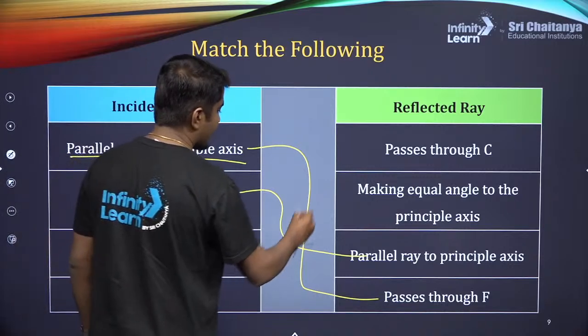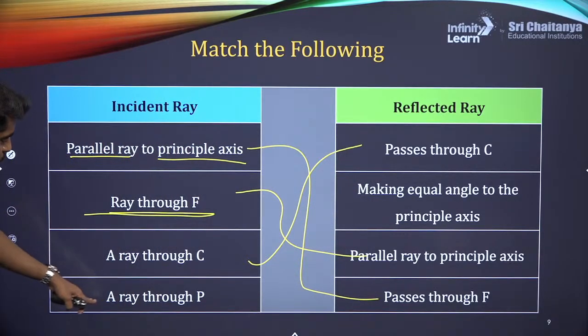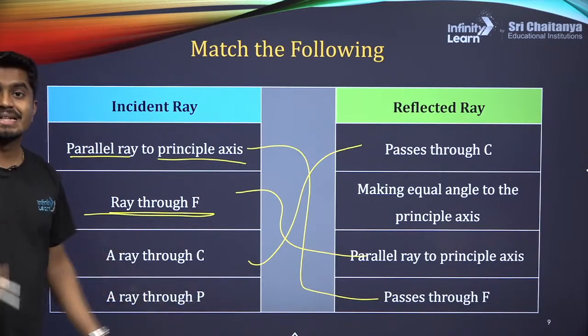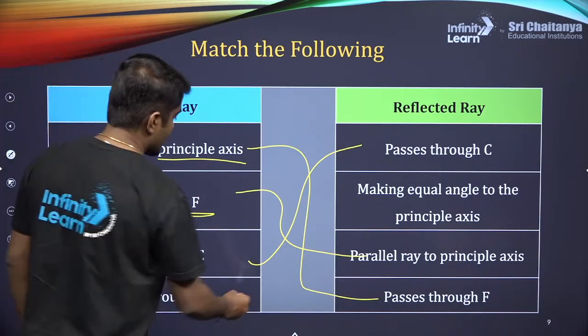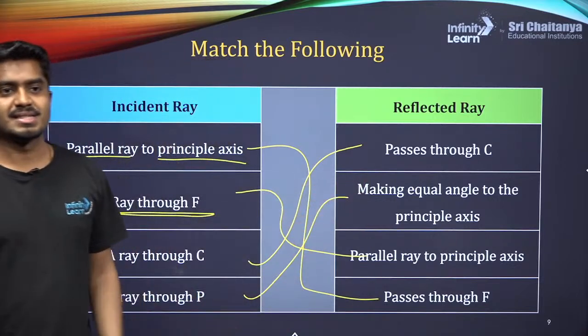Third ray is passing through the center of curvature. Then the reflected ray also passes through the center of curvature. And the fourth one, the incident ray directed towards the pole, so it will make an equal angle to the principal axis.